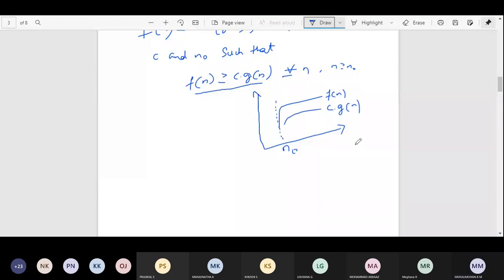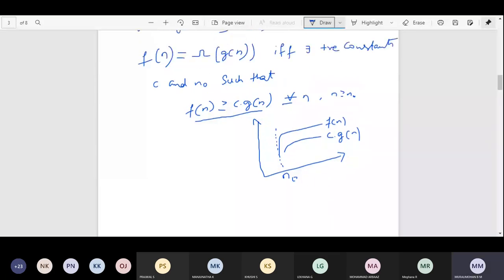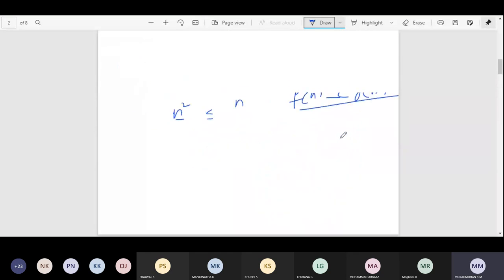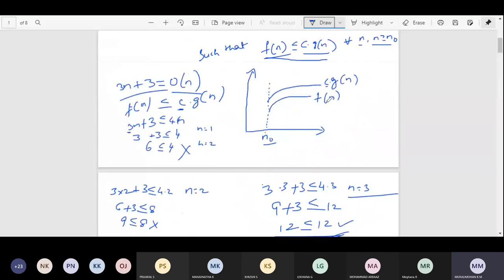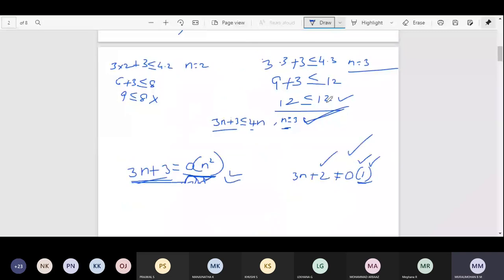Is it right? Okay, this f of n is greater than c into g of n. You just see the difference between these two. Here f of n is there and here c into g of n is there. Whereas in the previous case, f of n is less than c into g of n, that is below this c into g of n. Whereas here it is above the c into g of n.